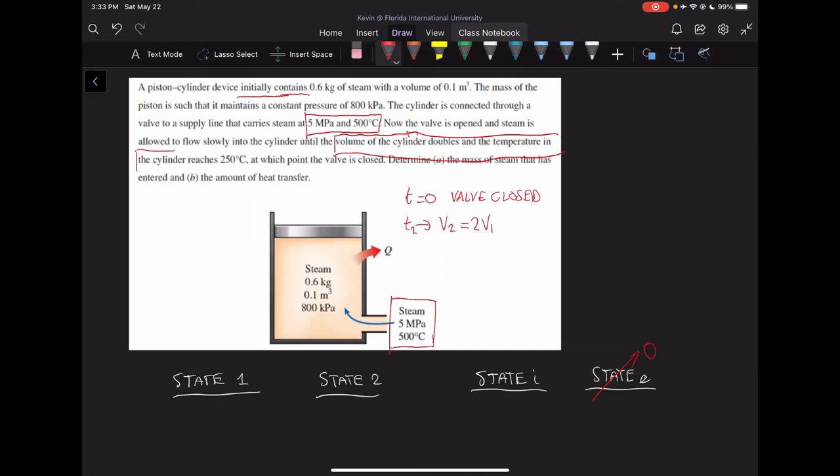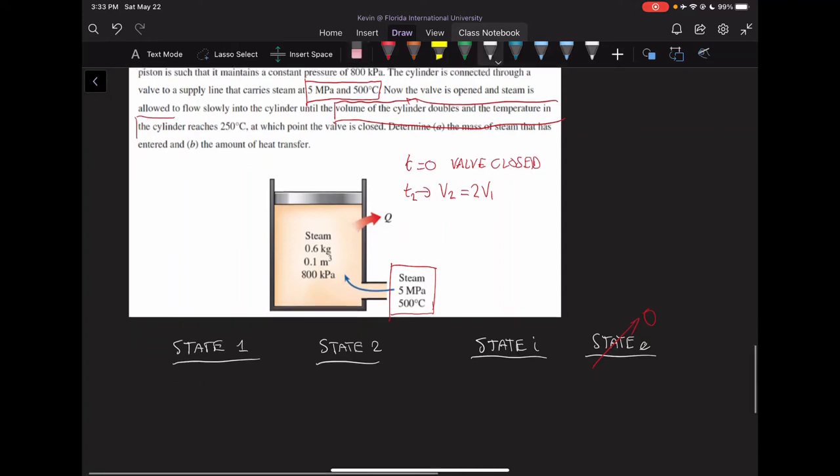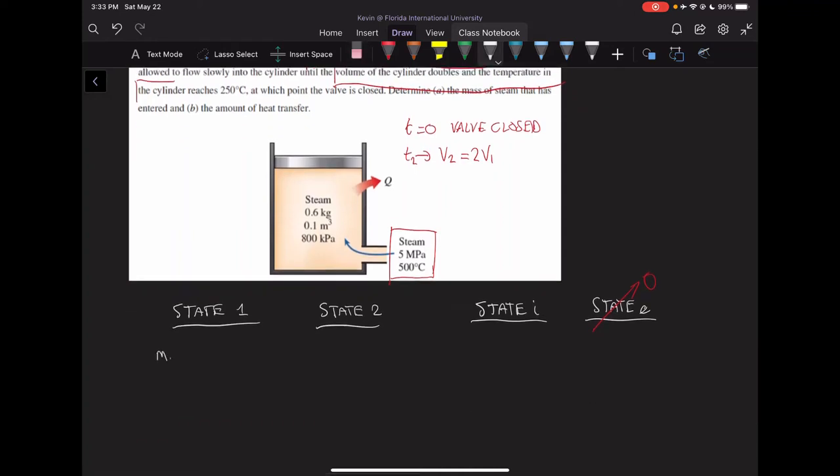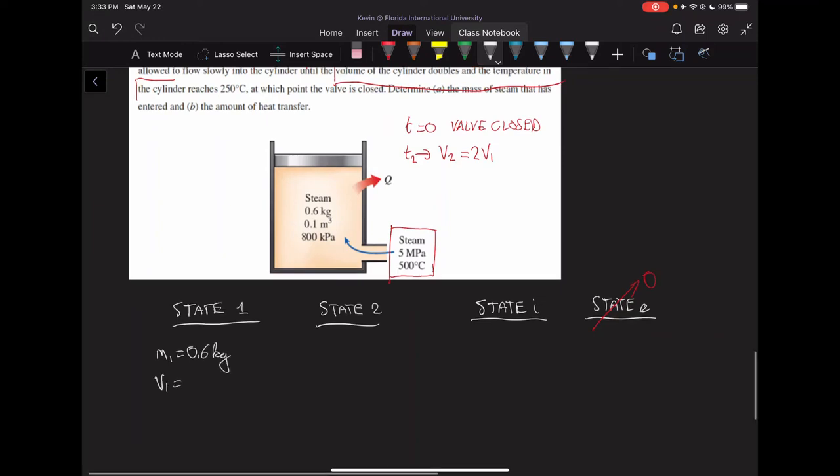Okay? Our first state, we're given the information that mass 1 is equal to 0.6 kilograms. Then we have V1 is equal to 0.1 meters cubed. Okay, that's our volume 1. And we're also told that pressure 1 is equal to 800 kilopascals due to the fact that the piston keeps a constant pressure in our system all the time.